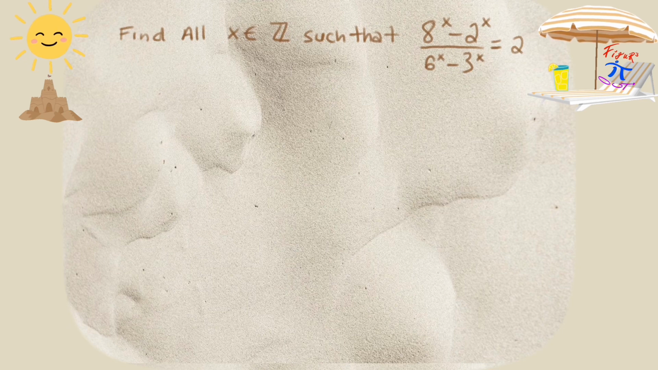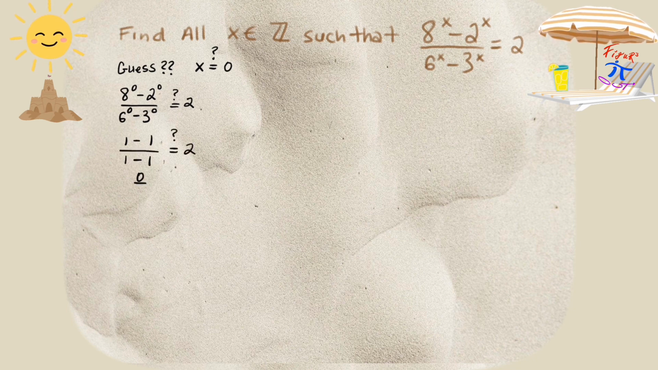Find all integers x, such that 8 to the x minus 2 to the x divided by 6 to the x minus 3 to the x equals 2. We can start out by making a guess, perhaps trying x equals 0. 8 to the 0 minus 2 to the 0 over 6 to the 0 minus 3 to the 0, does that equal 2?